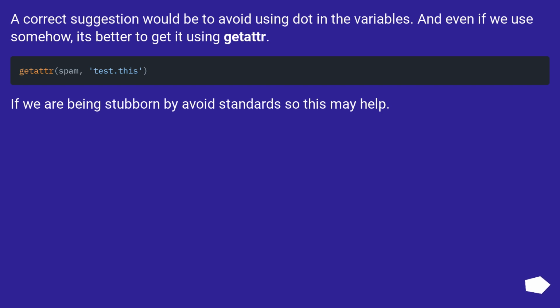A correct suggestion would be to avoid using a dot in the variables. And even if we use it somehow, it's better to get it using a getter. If we are being stubborn and avoiding standards, then this may help.